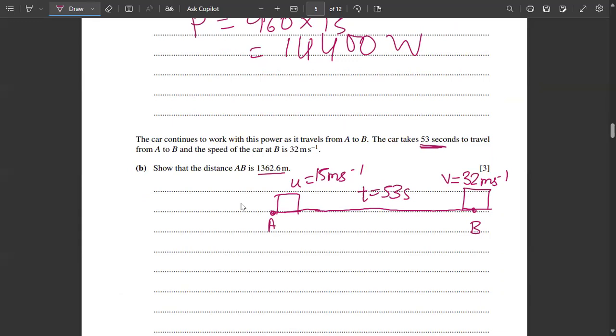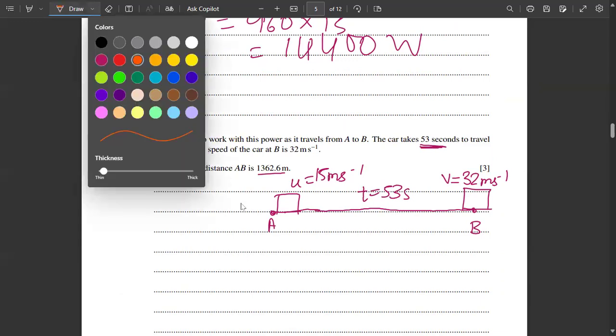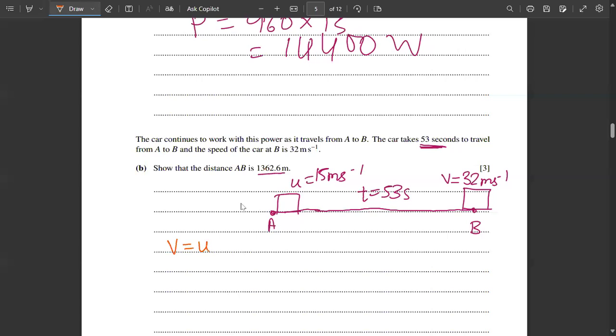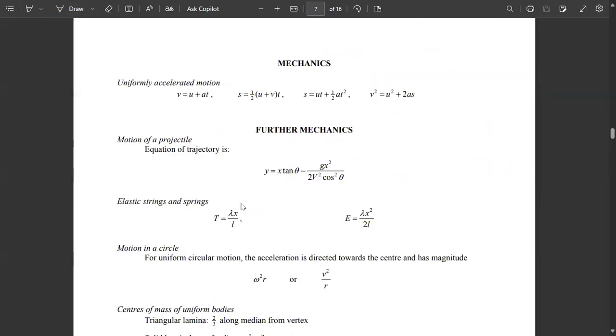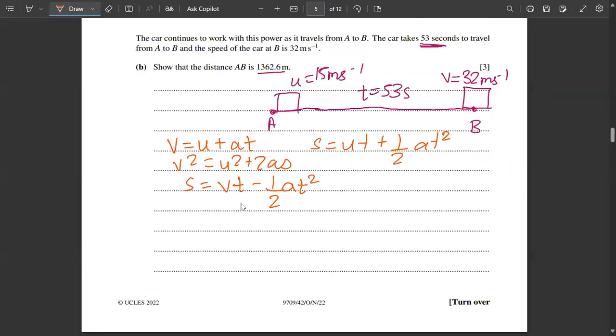So let's write down all the equations first and see which one will actually help us. First is V equals U plus AT. Next, V squared is equal to U squared plus 2AS. Next, S equals UT plus half AT squared. Next is S equals VT minus half AT squared. And if we forget, we can look it up here. Which one is remaining? S equals half (U plus V) T.